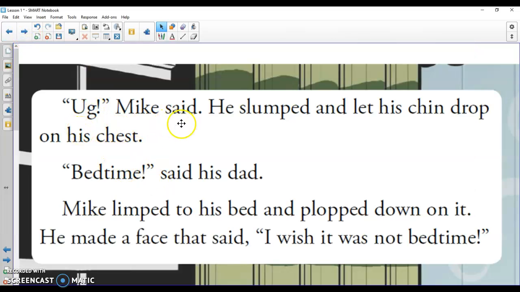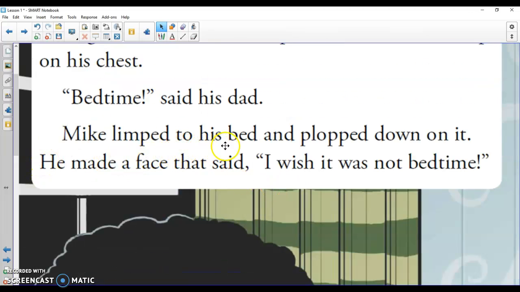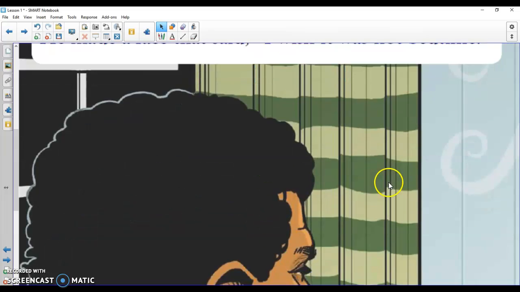Ugh, Mike said. He slumped and let his chin drop on his chest. Bedtime, said his dad. Mike limped to his bed and plopped down on it. He made a face that said, I wish it was not bedtime.